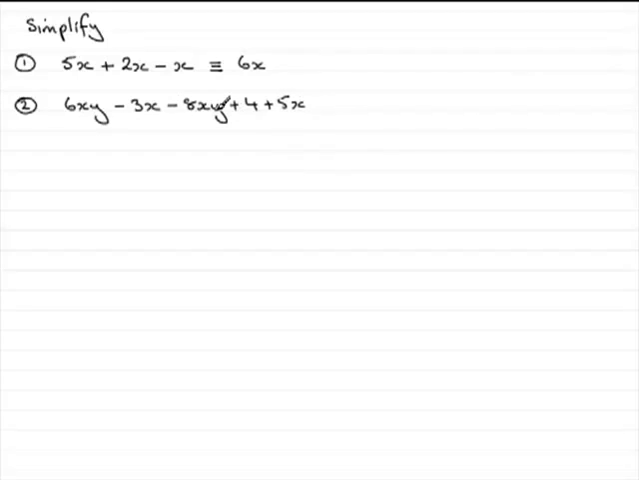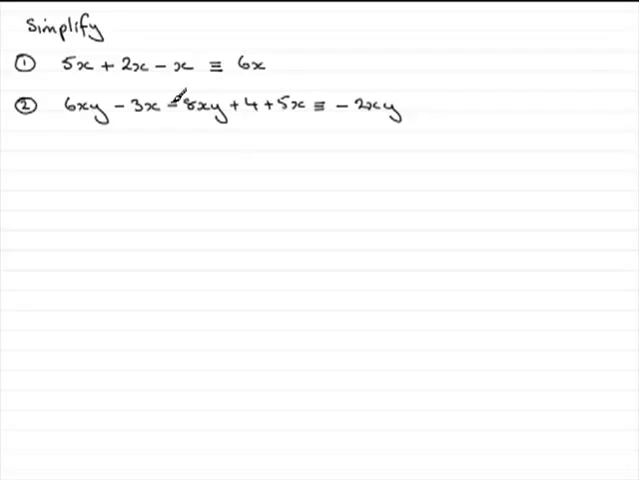So if we're simplifying this, what we've got to do is find terms that are the same type and group them together. So here we've got an xy term and we've got an xy term here. So we can group these together. We've got 6xy's, take away 8xy, so that's going to be identical to minus 2xy's.